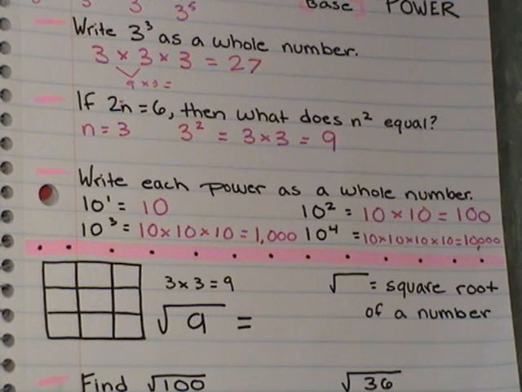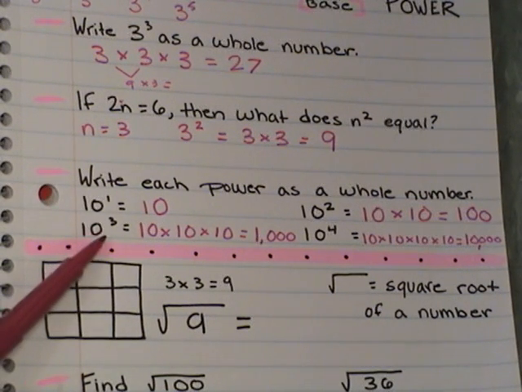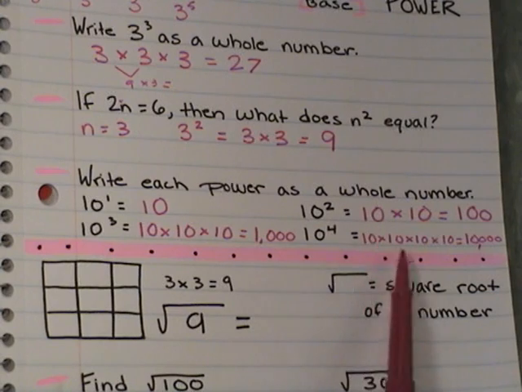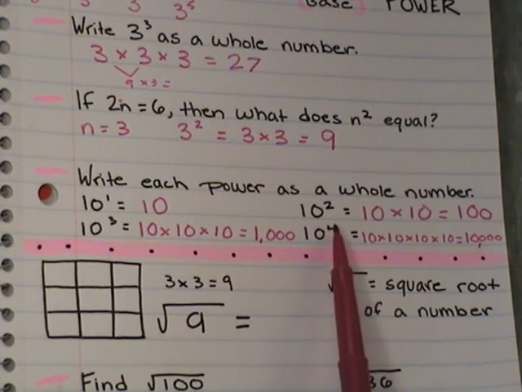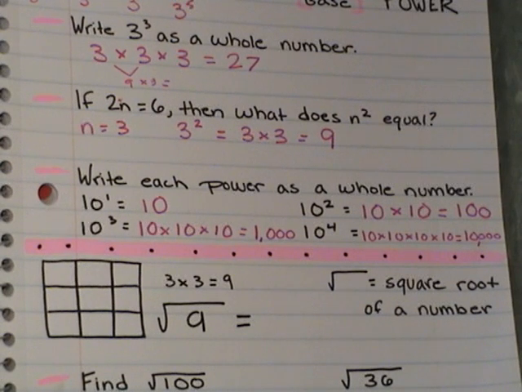If you notice, this is something that I always remembered. When you have a 10 and it's to a power, that power always is how many zeros are in the answer. If you notice, this is 10 to the third power, or 10 cubed, and our answer has 1, 2, 3 zeros. 10 to the fourth, we're multiplying it 4 times. Your answer has 1, 2, 3, 4 zeros. That's just kind of a trick.